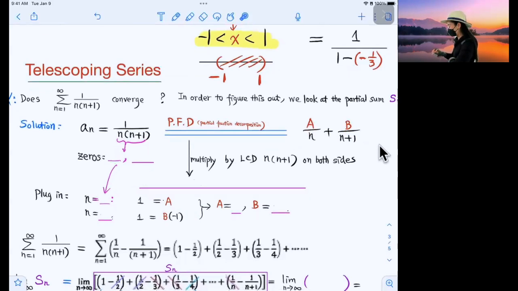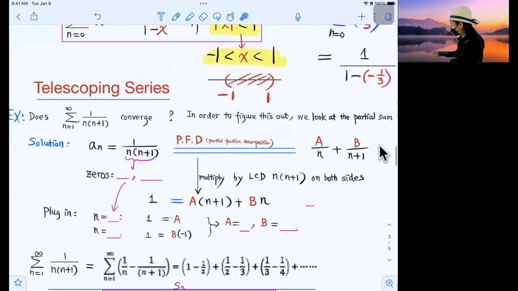Now, how do we figure out this a and b? You multiply both sides by the LCD first. Multiply both sides by the LCD n times n plus 1, what do you get? On this side, you get 1. On the other side, you get a times n plus 1 plus b times n. When you use this times that, the n divides out, so you have a times n plus 1. When you use this times this, the n plus 1 divides out, so you have b times n.